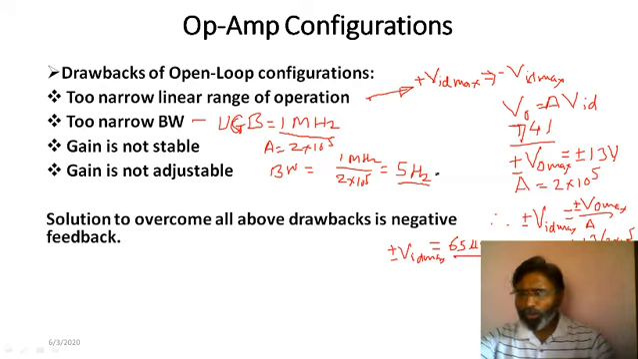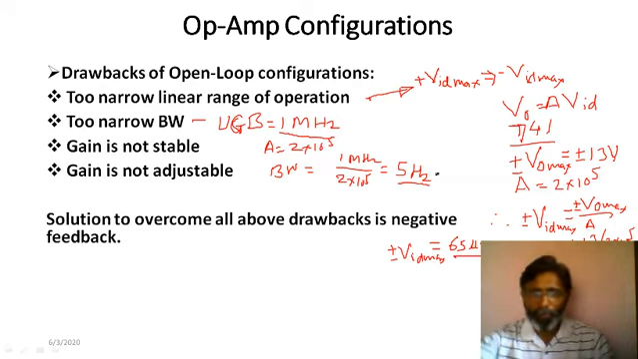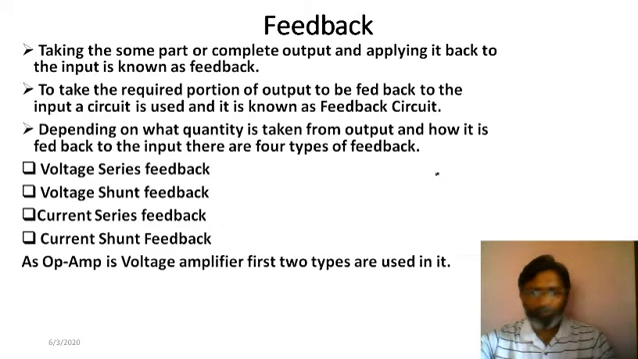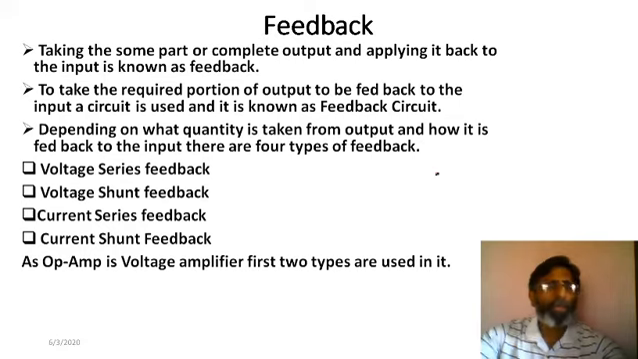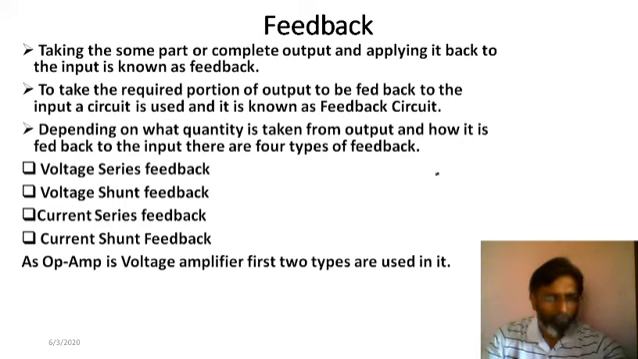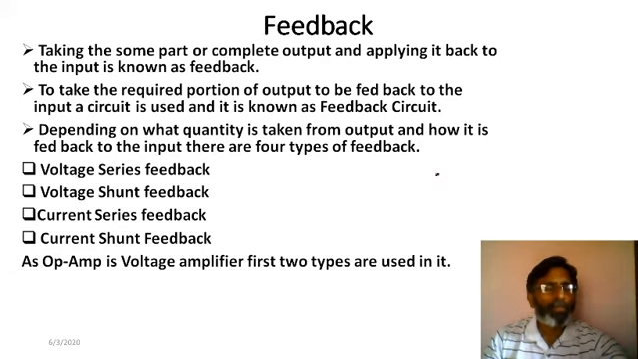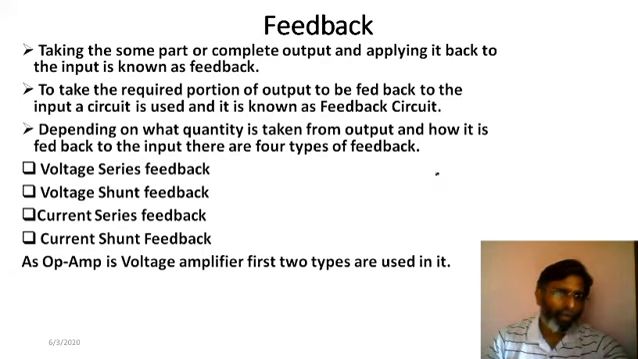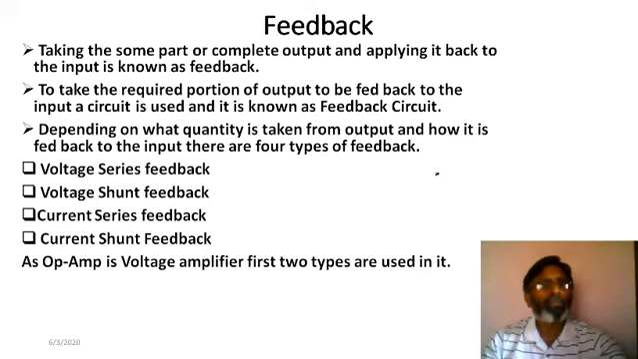And the solution to this is feedback. Specifically, we can use negative feedback. Before we go to negative feedback, we will see what feedback is. Feedback is basically taking some part of the output or the complete output and feeding it back to the input. So it is known as feedback. This feedback signal is the output taken and again applied at the input. We call that the feedback signal.